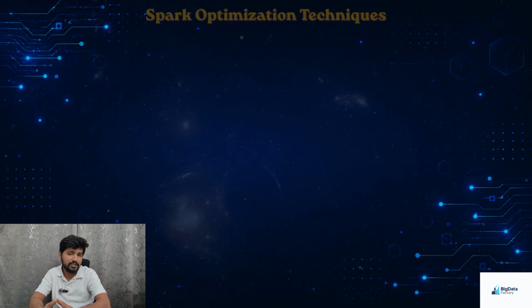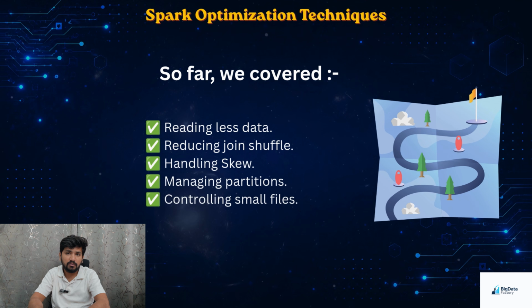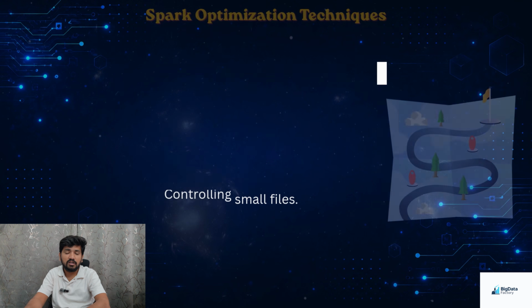And do not solve small files by always writing one giant file. The goal is not the minimum number of files. The goal is reasonably sized files with enough parallelism for downstream reads. At this point, we covered reading less data, reducing join shuffle, handling skew, managing partitions, and controlling small files. The final category is avoiding unnecessary or inefficient computation.